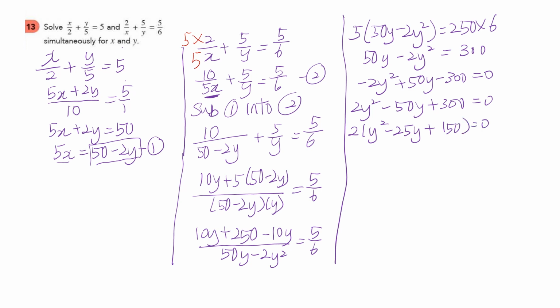Okay, and then divide by 2 on both sides. Okay, let's see if we can factorize it using factorization. 150, how much would that be? 75 and no, 75 and 5 cannot. 75 times 2, no.